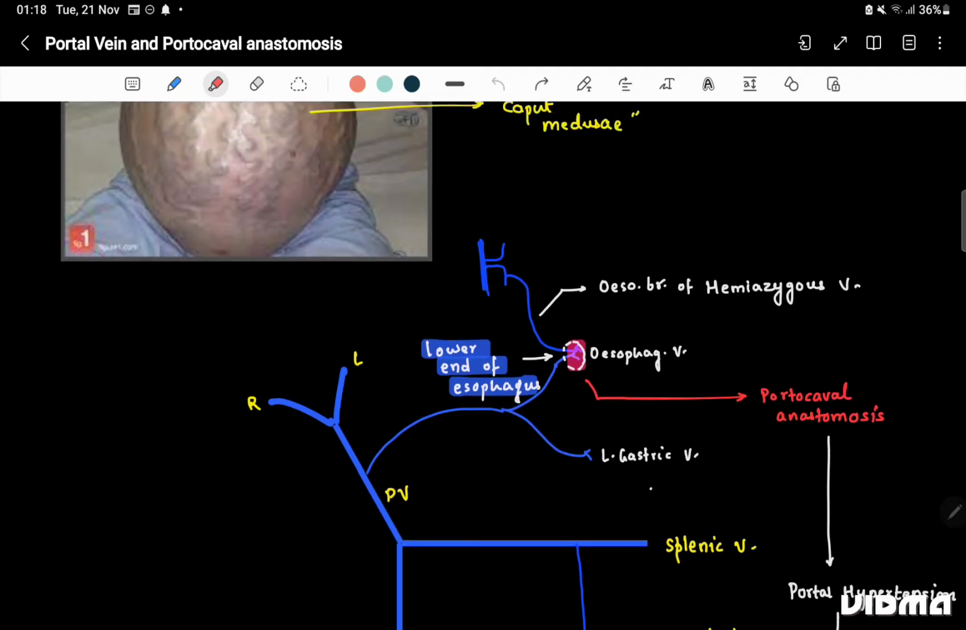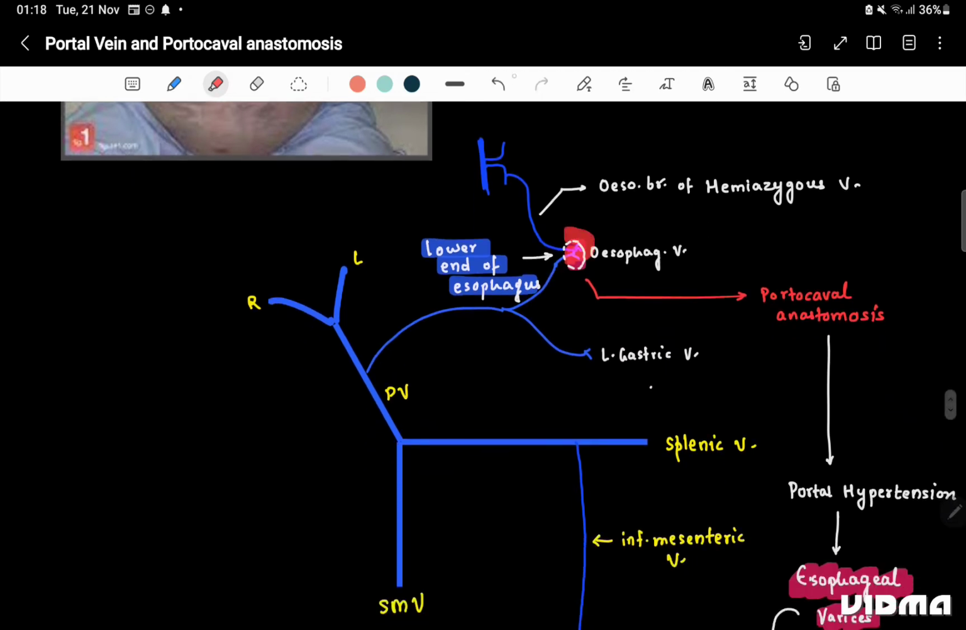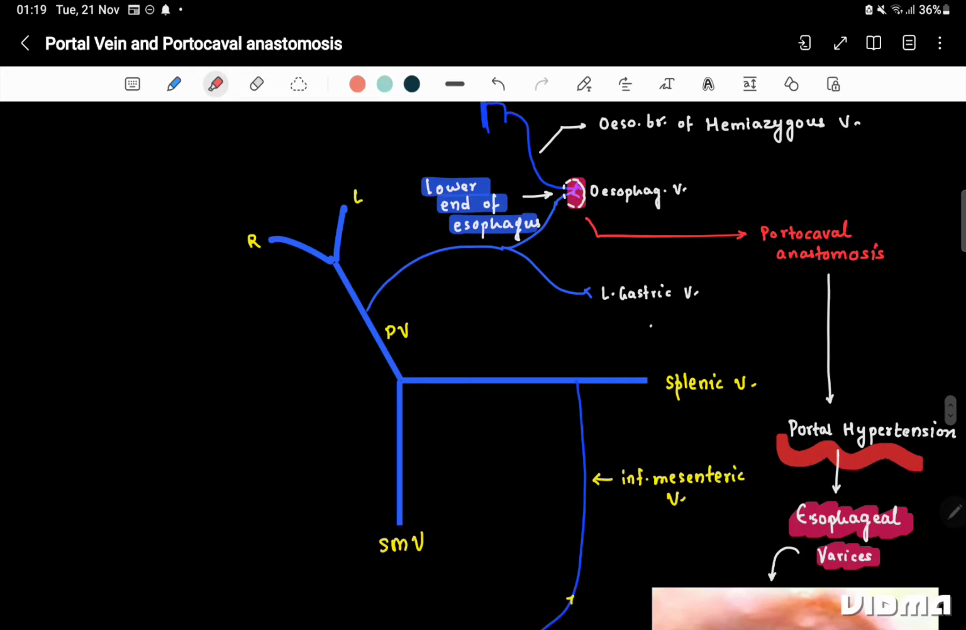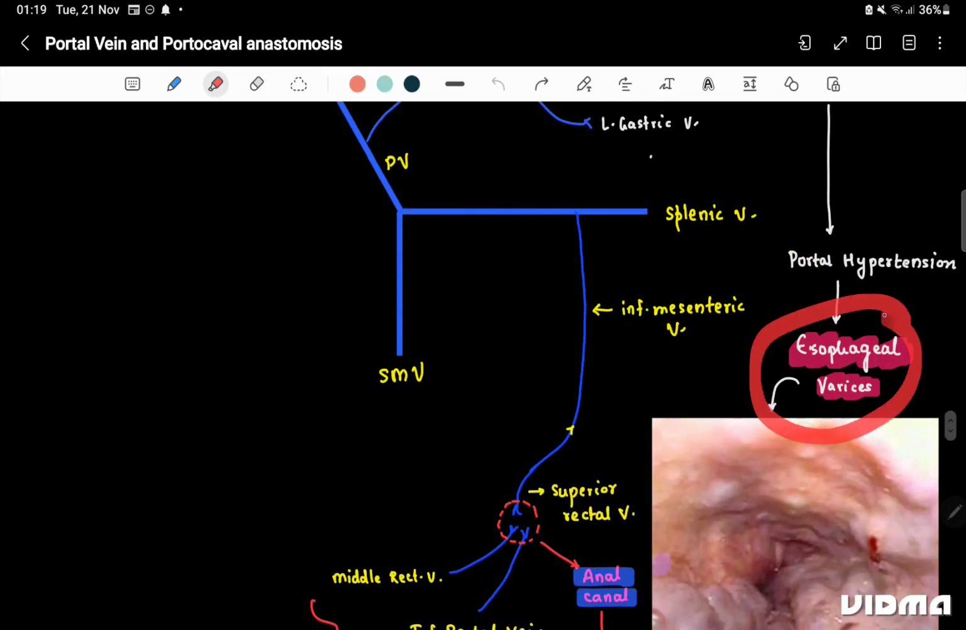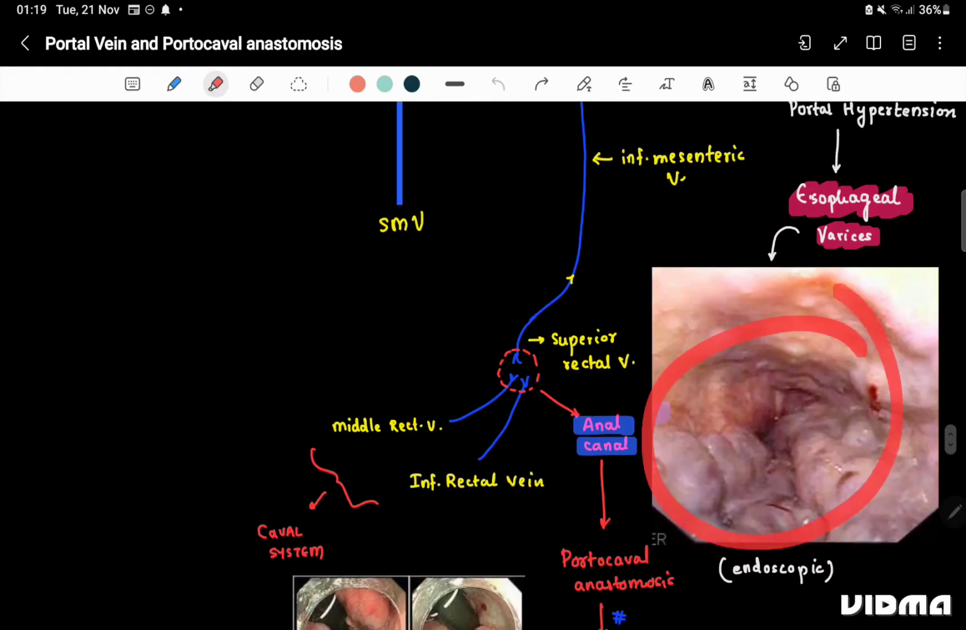Remember, if you have the thorax, then there is this hemizygous vein. Okay, hemizygous vein, and this hemizygous vein has an esophageal branch which will come and anastomose with the esophageal vein at the lower end of the esophagus. At the lower end of the esophagus it will occur. So we have your esophageal branches, lower, and these anastomosing points. Okay, there is a portocaval anastomosis present over here, and if there is portal hypertension, then esophageal varices will occur. This is the esophageal varices. Then bleeding can occur in this part.